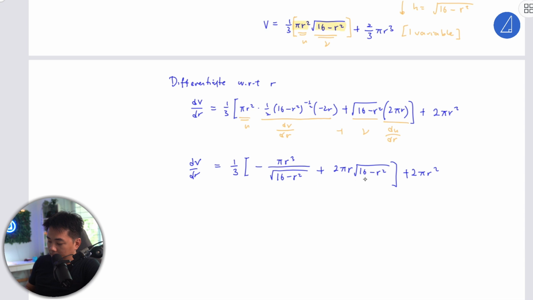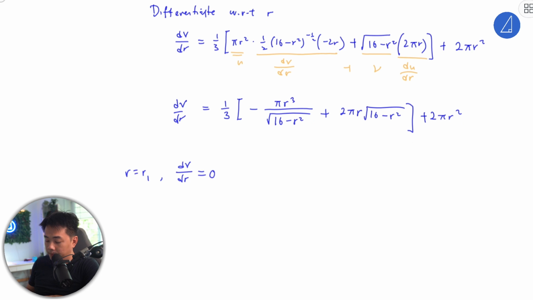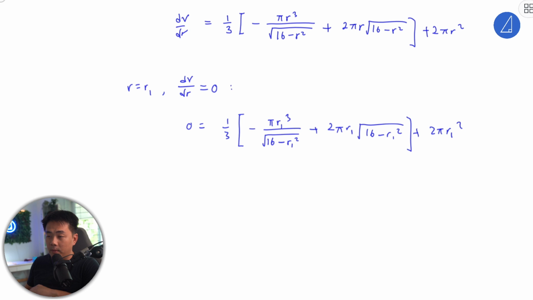Once you simplify it, we are told that when r equals r1, this is a maximum value. So dV/dr is 0. You let dV/dr equal 0, then replace r with r1. So I'll get 0 equals 1/3, then all the r will change to r1. All right, it looks very ugly here.